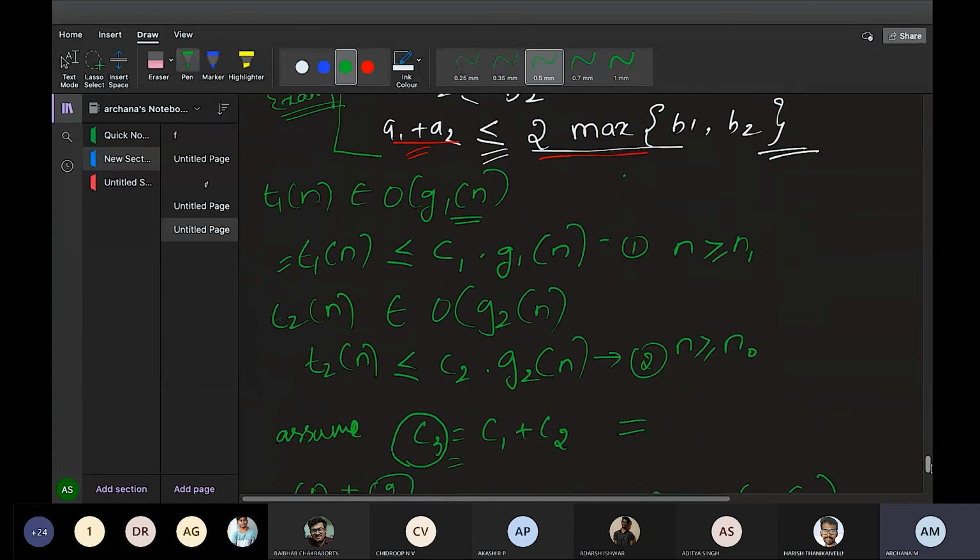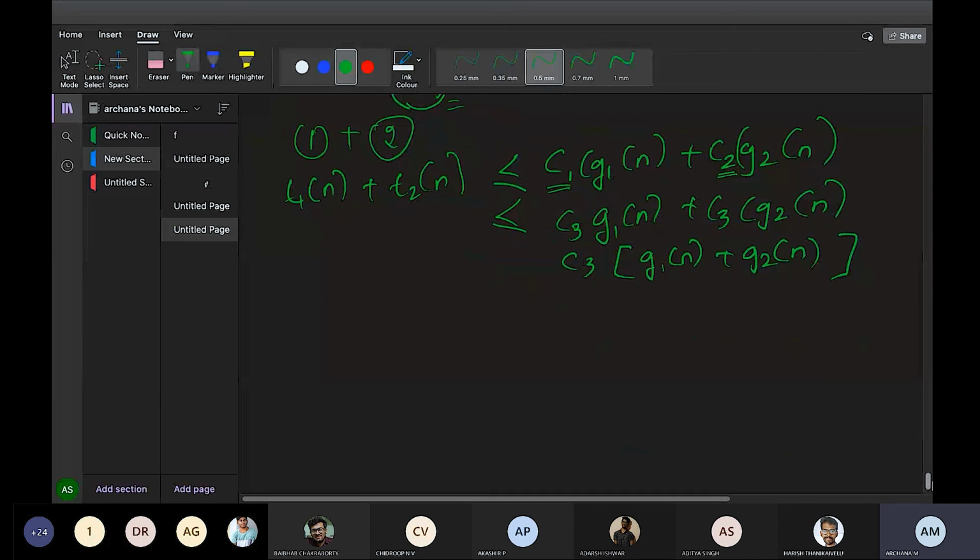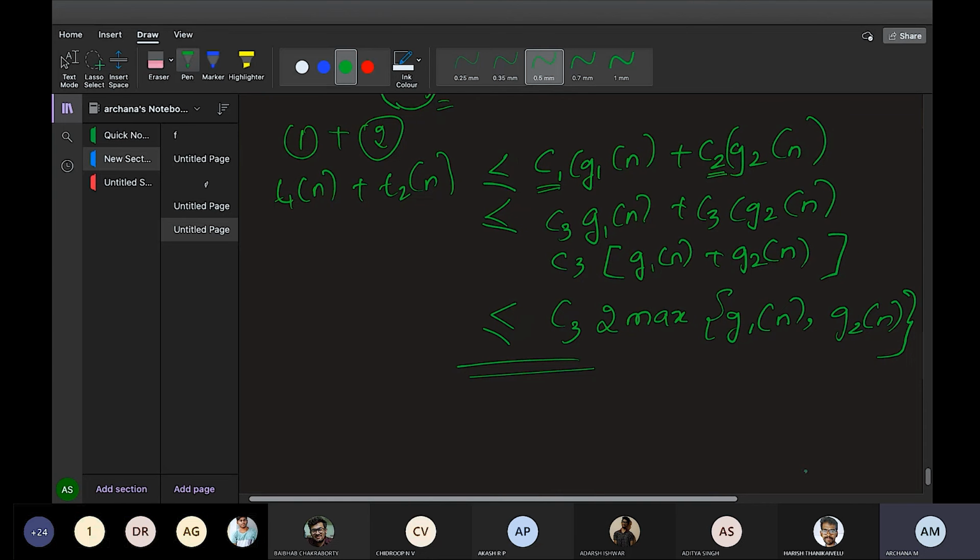Now you need to add, because you're adding T1 plus T2, you cannot directly add these two terms. So for that purpose, we are taking this as common, and you have to represent this in normal form like this: G1 of n, comma, G2 of n. So this is the term which we have proved. This is how you have to write and prove this property. So this is the first property of asymptotic notation.